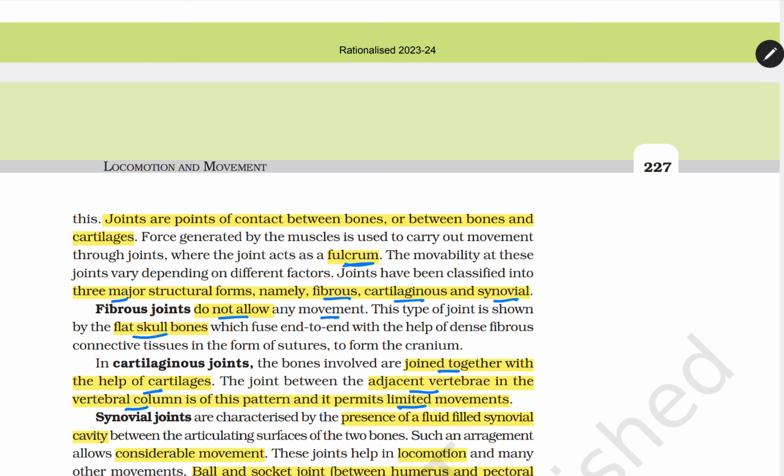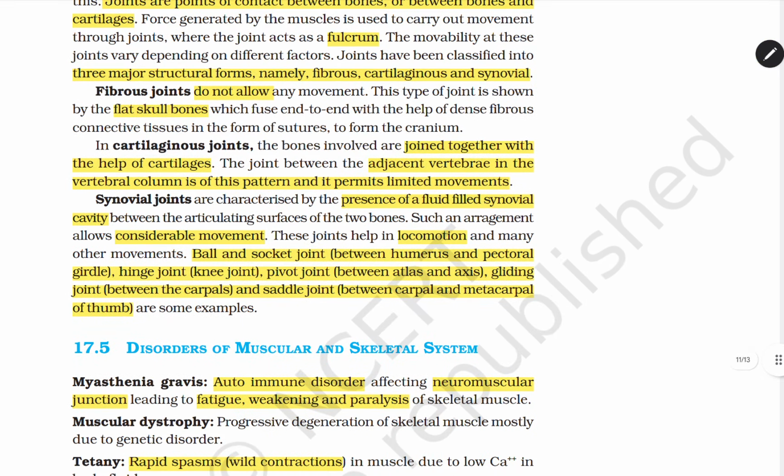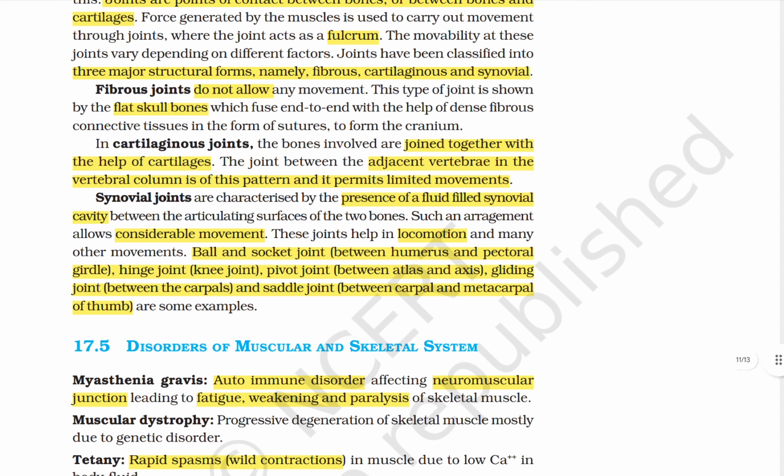Cartilaginous joints are joined together with the help of cartilages, found in adjacent vertebrae of the vertebral column, and they permit limited movement. And synovial joints are characterized by the presence of fluid-filled synovial cavity between the articulating surfaces of two bones. Such an arrangement allows considerable movement, and they are ball and socket joint between humerus and pectoral girdle, hinge joint, that is knee joint, pivot joint between atlas and axis, gliding joint between the carpals, and saddle joint between the carpals and metacarpals of the thumb are some examples.